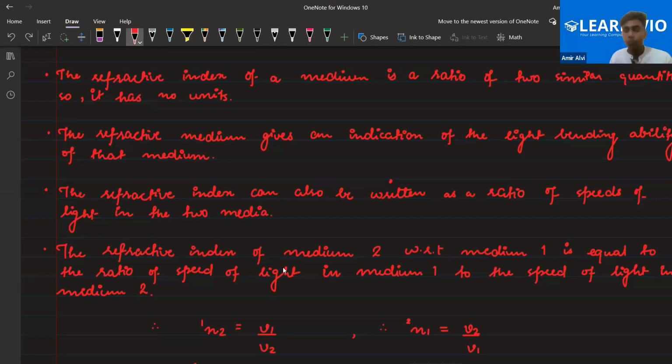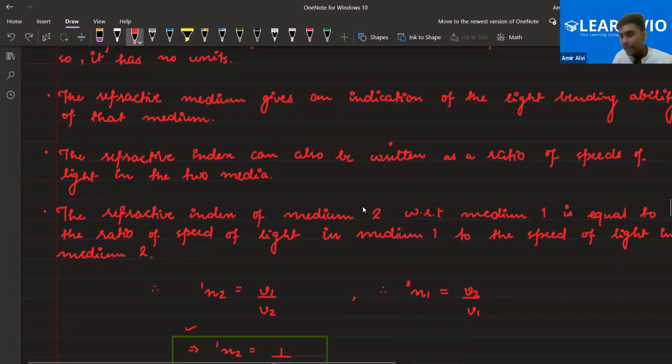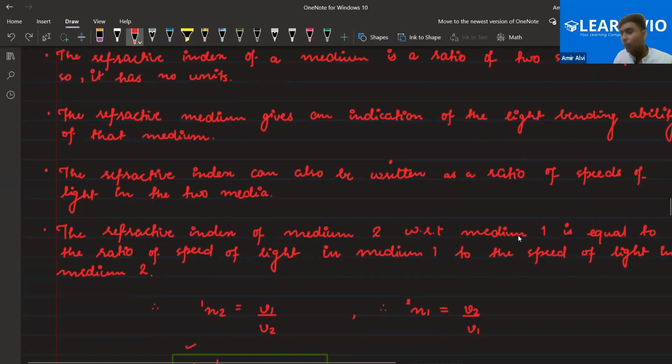This topic is very important, everyone. Please be attentive in the class. Now let's understand how to calculate the refractive index of one medium with respect to another medium. The refractive index of medium 2 with respect to medium 1 is equal to the ratio of the speed of light in medium 1 to the speed of light in medium 2. If I'm saying medium 2 with respect to 1, it means I'm taking the reference medium as medium 1.